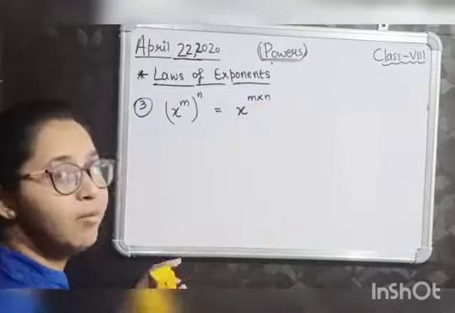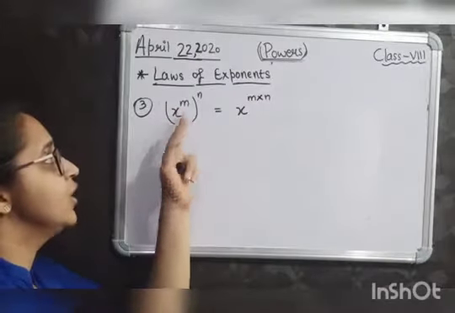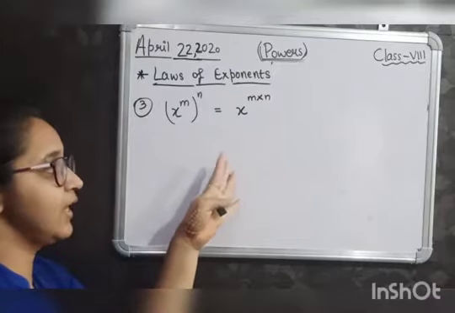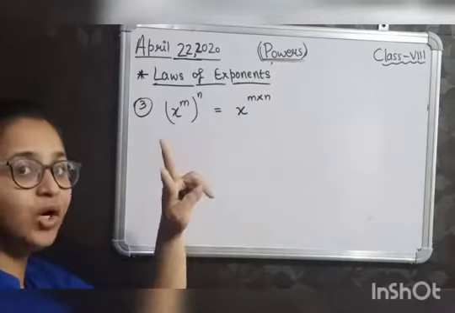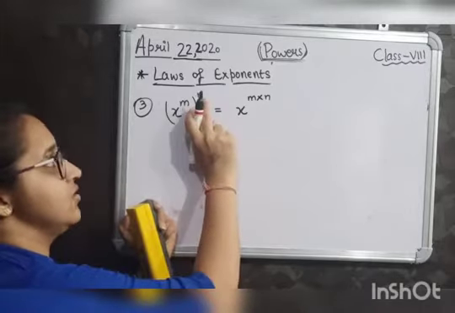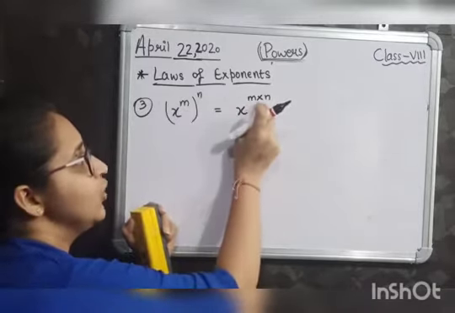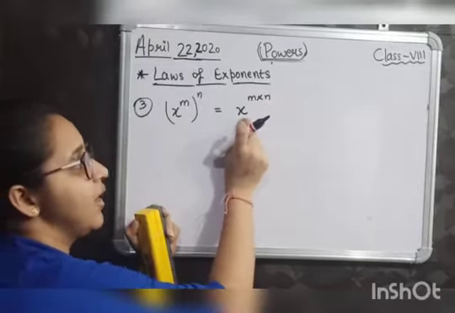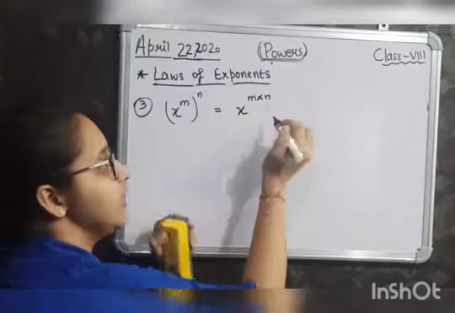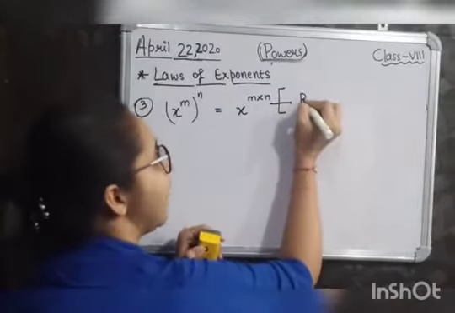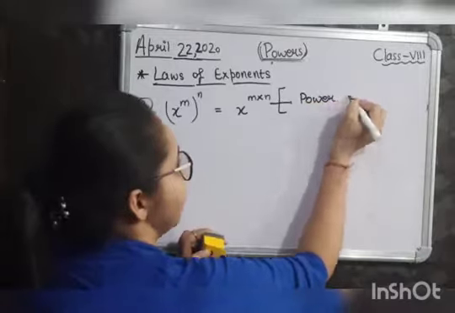In the previous two laws, your powers were like x raised to the power m multiplied by x raised to the power n. There were two numbers, but here there is only one number and two powers. Then how will you solve this? You will just multiply the powers and keep the base as it is. And this rule is known as power to power.